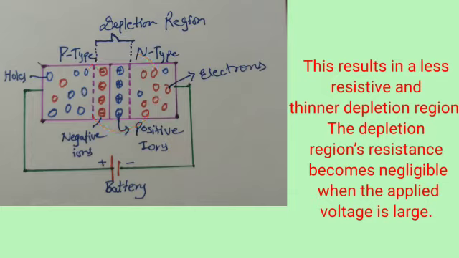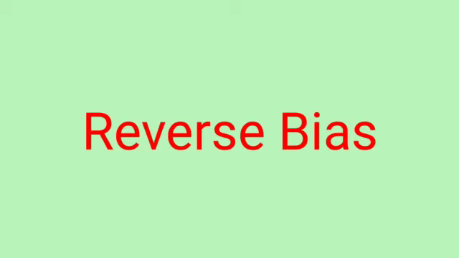The depletion region's resistance becomes negligible when the applied voltage is large. In silicon, at a voltage of 0.6 volt, the resistance of the depletion region becomes completely negligible and the current flows across without impedance. Now next is reverse bias.